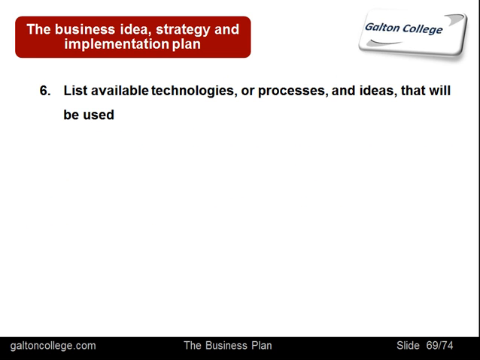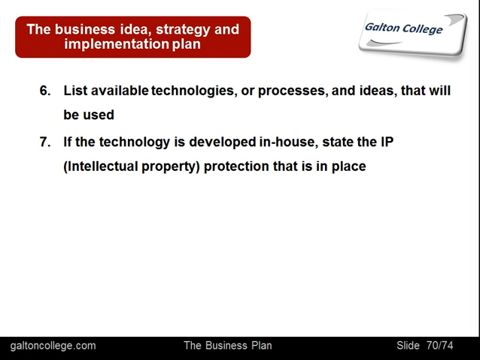List the available technologies, the process and ideas that will be used. So list out what is available, and list any ideas that may be implemented in the future to further refine the existing practices. Again, so the reader has an idea of what's going to happen in the future and what's in the minds of the proposers. If the technology is developed in-house, state the intellectual property protection that's taken place. As I said, it may be but a patent, register the idea so that other companies can't use it.